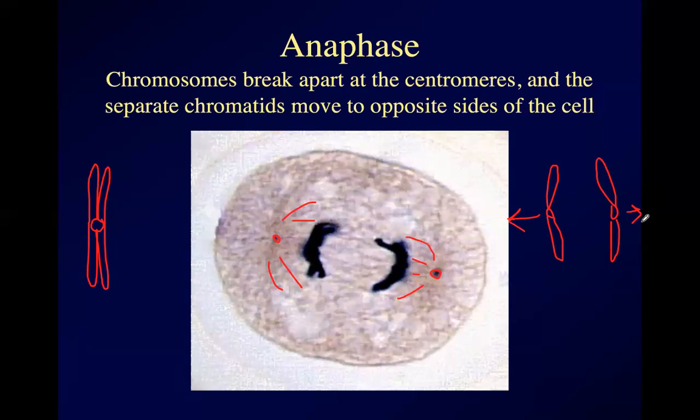But we started with each chromosome made of two chromatids, and in anaphase, the chromatids separate from each other, and each chromatid that made up a chromosome is pulled to opposite sides of the cell. And again, we call that anaphase.